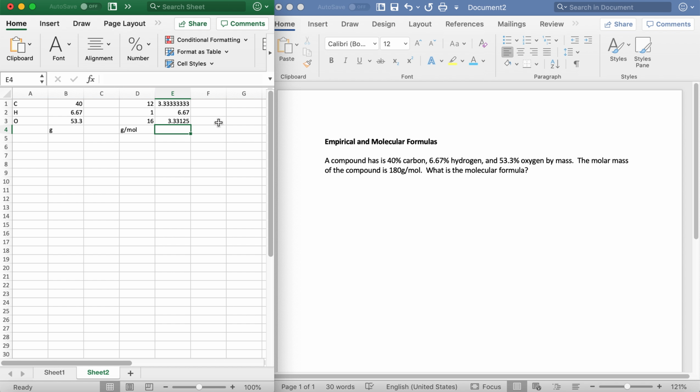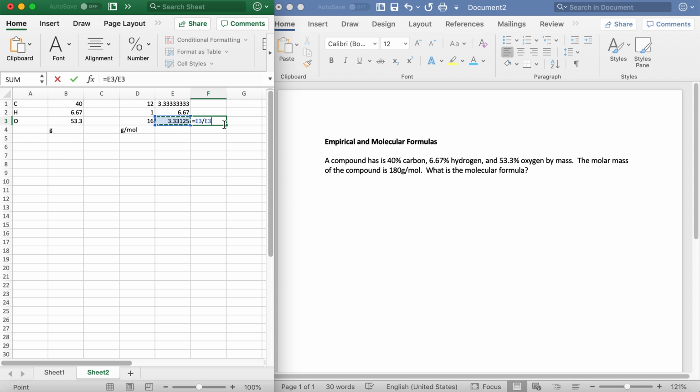I want whole number equivalents. How do I get whole number equivalents? Well, the best thing that I can do for my next step is just find the smallest value over here and divide everything by the smallest value, which down here is 3.33125. Why do I do that? Because if I divide this by itself, I have a value of 1. So I know that at least one of my atoms is going to be in whole number integers. So let me do that.